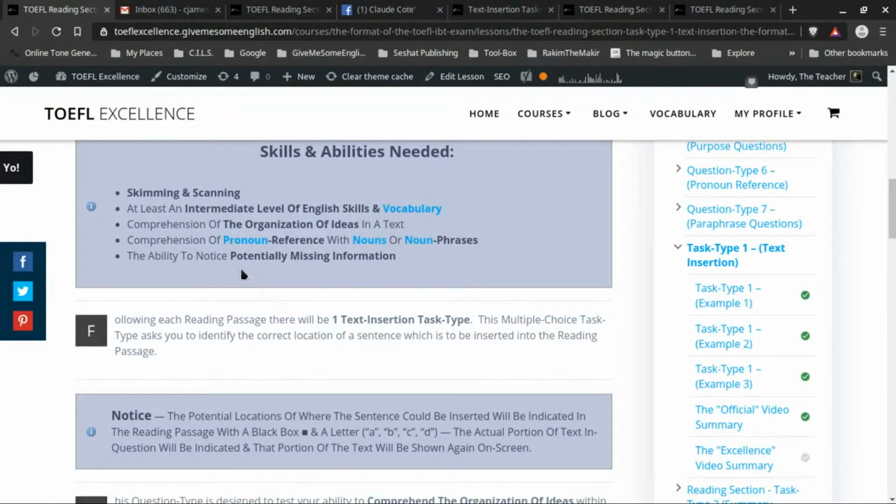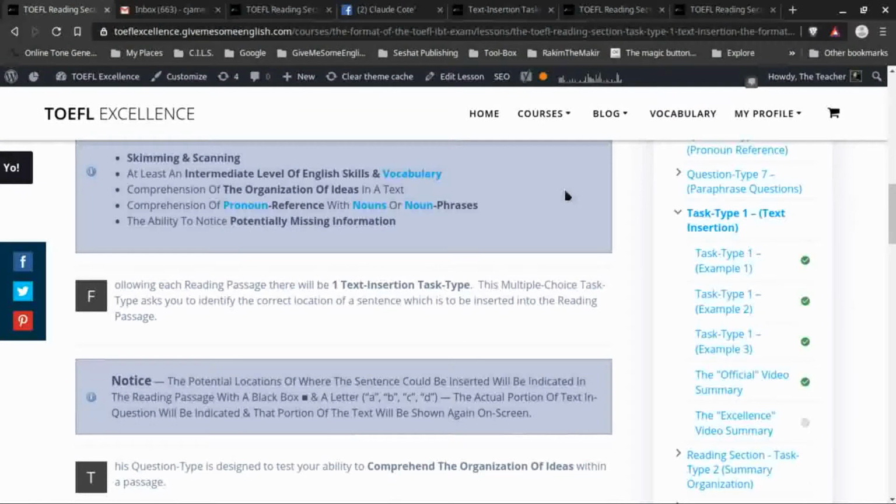So that ties in with the last one. You'll have to notice potentially missing information. Now, it's not always about nouns and pronouns, but sometimes it has to do with information where it just sort of jumps right into some information that wasn't really talked about before. So then that also could be one of the ways to identify where the sentence goes.